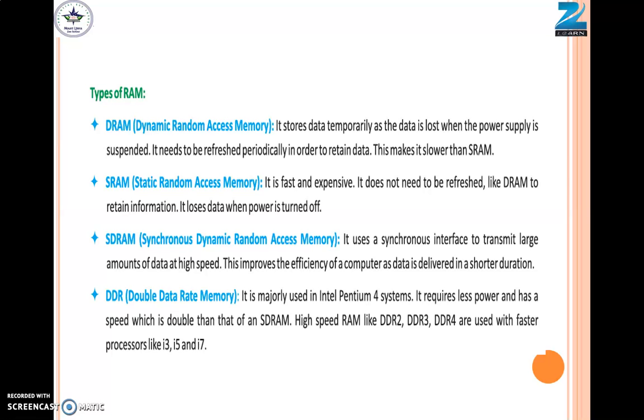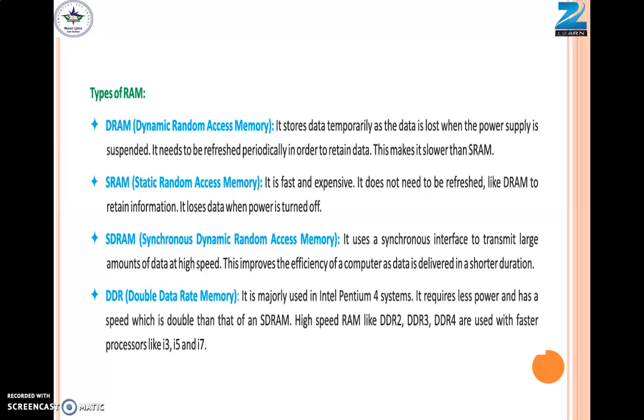Then the other type of RAM is static random access memory. It is fast and expensive. It does not need to be refreshed like DRAM to retain information. It loses data when power is turned off. Though it also loses the data when power is turned off, it need not be refreshed periodically. Again and again we need not refresh static type of RAM. It works on flip-flop technology. That's why it is expensive, but it is fast also.